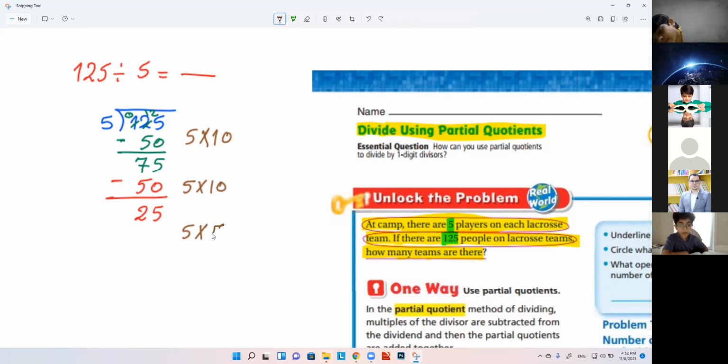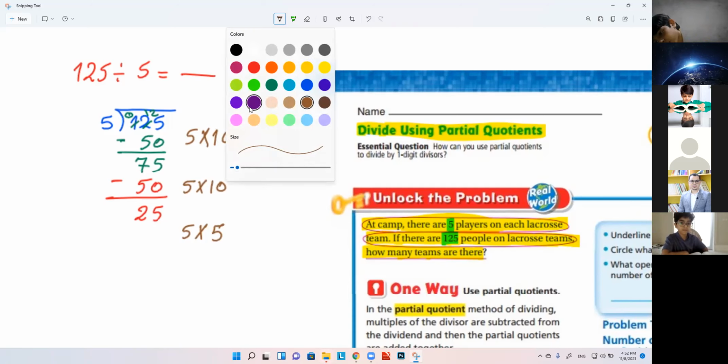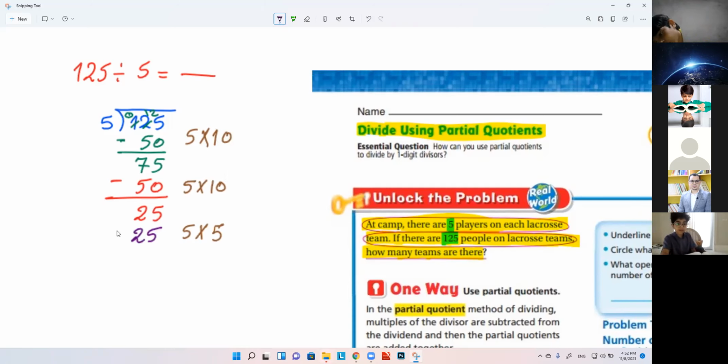5 multiplied by 5 equals 25. So let's multiply by 5. It will be 25. In this case, we're going to write 25 here and subtract, and it will be zeros. If we have zeros here, our problem is solved.